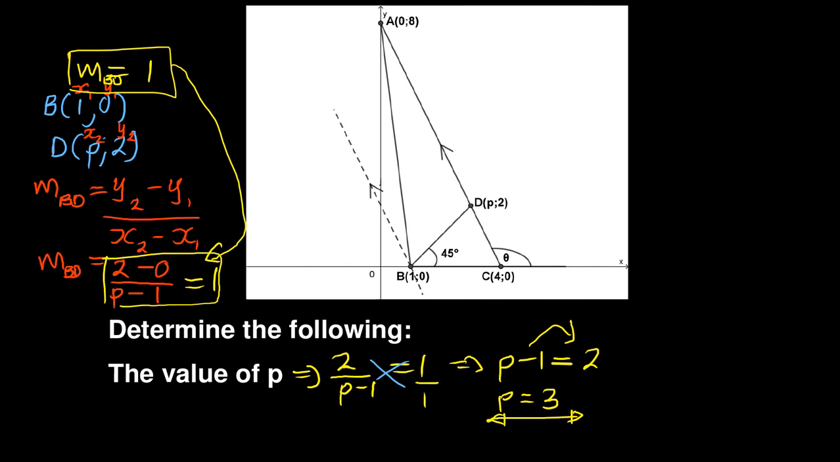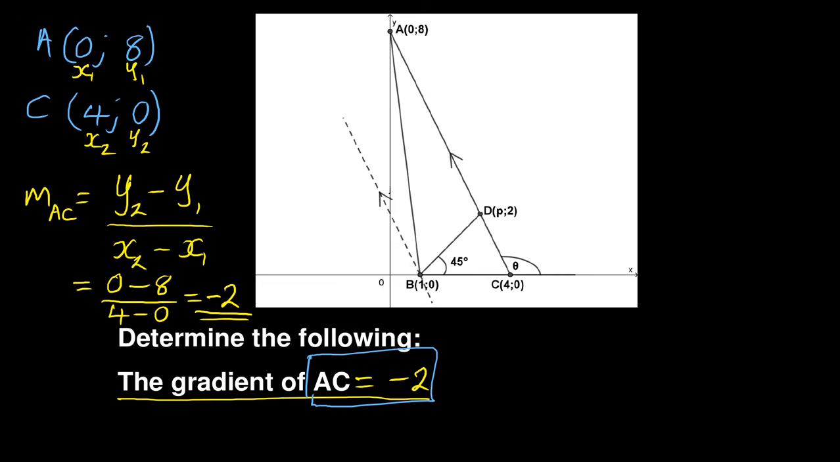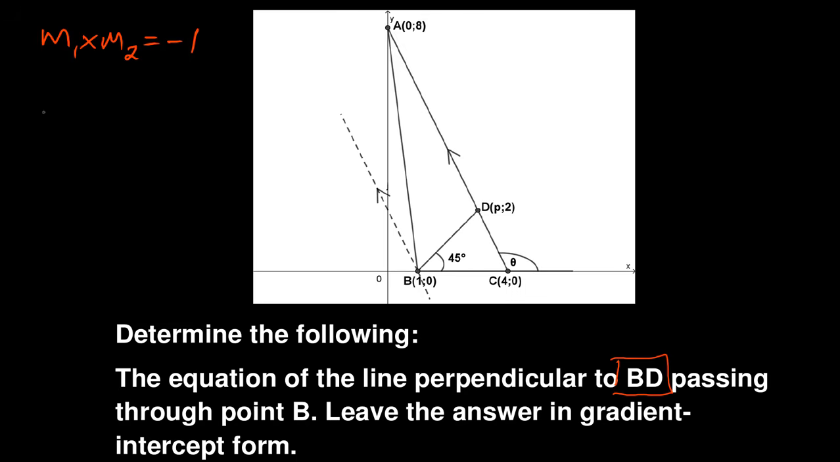And still back, we say the gradient of BD was 1. Still remember, m of BD is equal to 1. So with that information, it is the one that we're going to use here to say gradient m of BD is equal to 1. So now I can find the gradient of this other line.